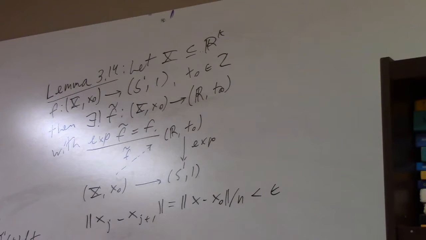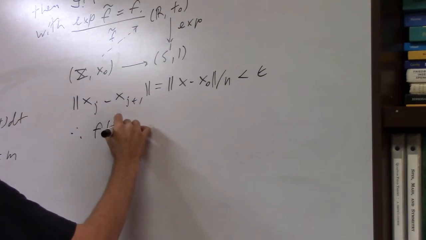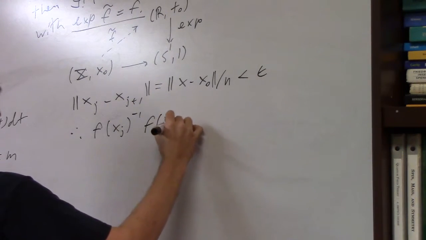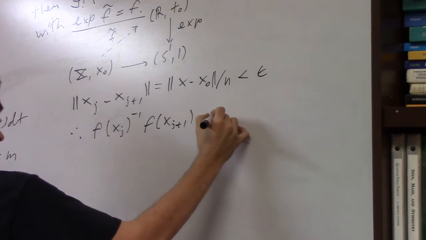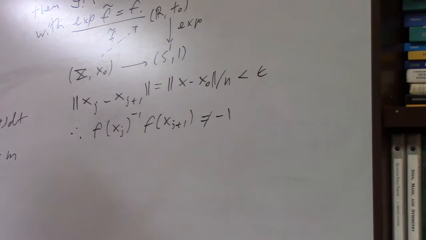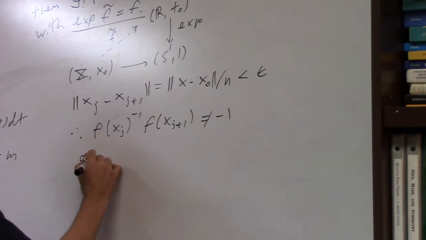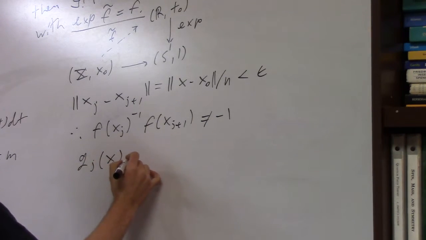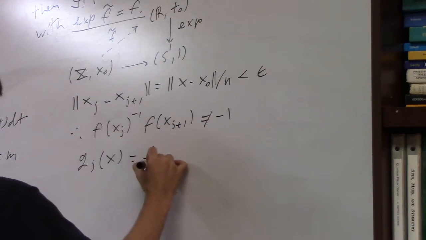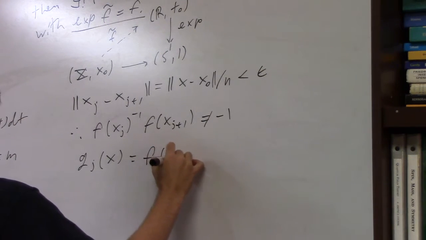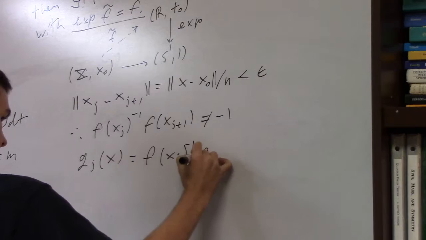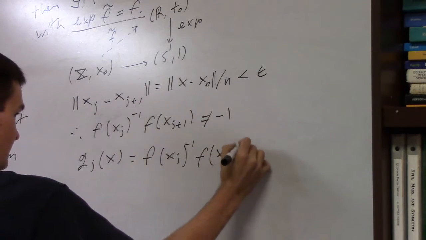Therefore, here's where the norm of f of x minus f of x prime less than 2 comes in. Therefore, we have f of x sub j inverse f of x sub j plus 1 not equal to -1 for each j in the range that we're considering. So then they define this function for each j, g sub j of x, equal to f of x sub j inverse times f of x sub j plus 1.